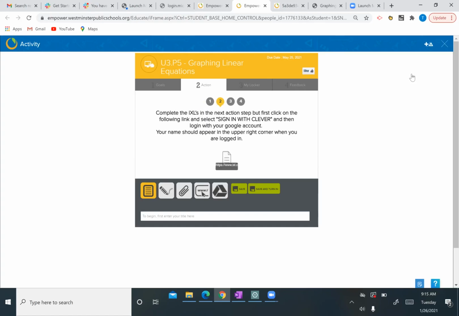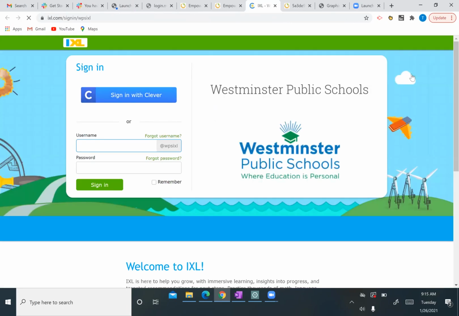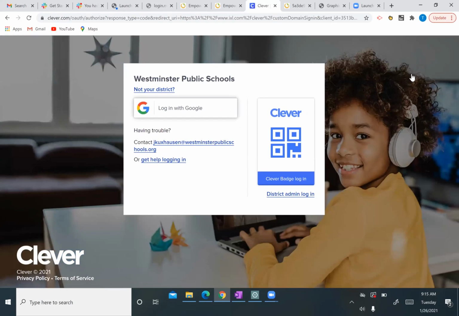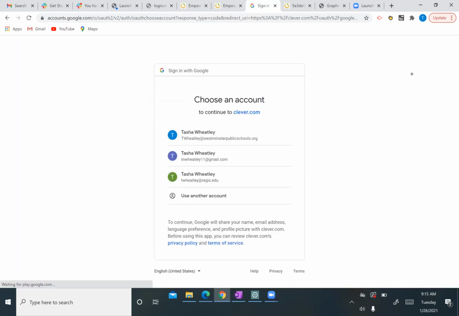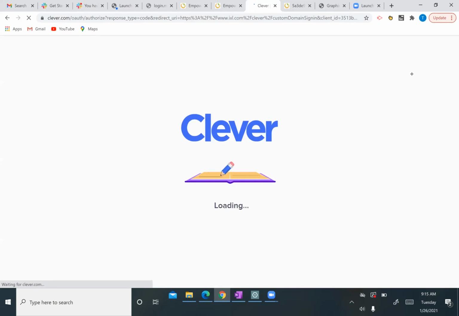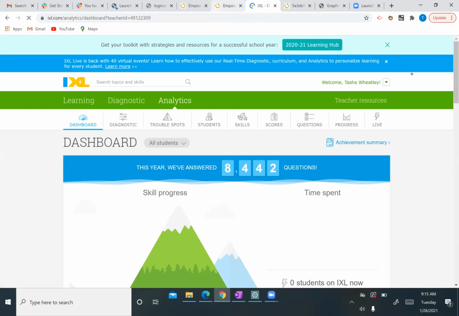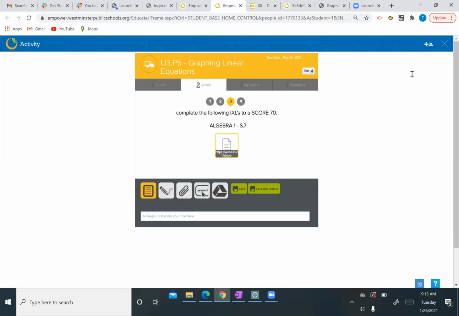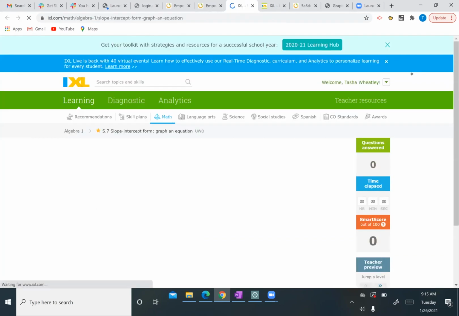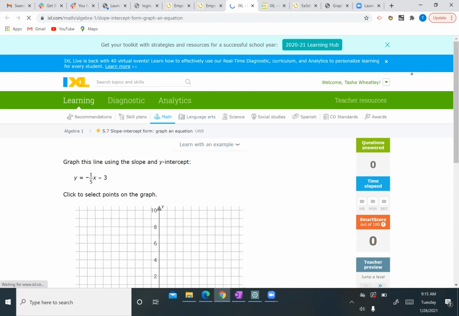Step 2 will take you to iExcel. Remember, when you log in, sign in with Clever, and then log in with Google. Once you're logged in, you could go to the activity, but you need to go to action step 3 anyway. So it's Algebra 1 S7, but I've put the link there. Once you're logged in, if you click on that, it'll take you to the right thing, and your name is in the upper right-hand corner so you can see your score is going to be tracked.